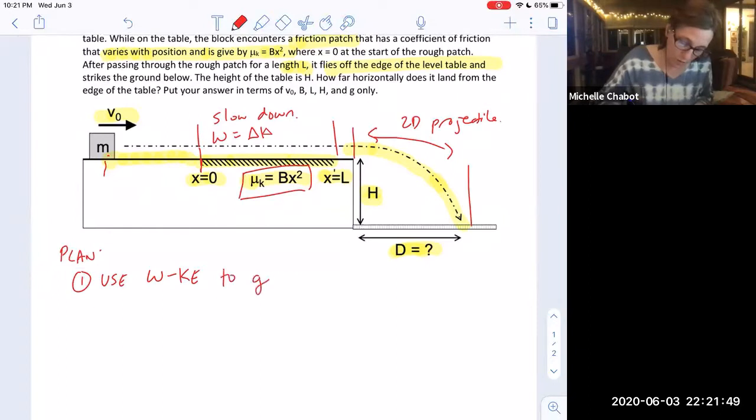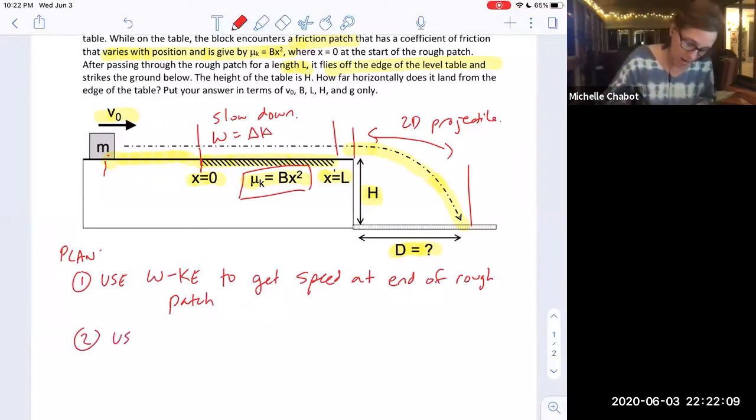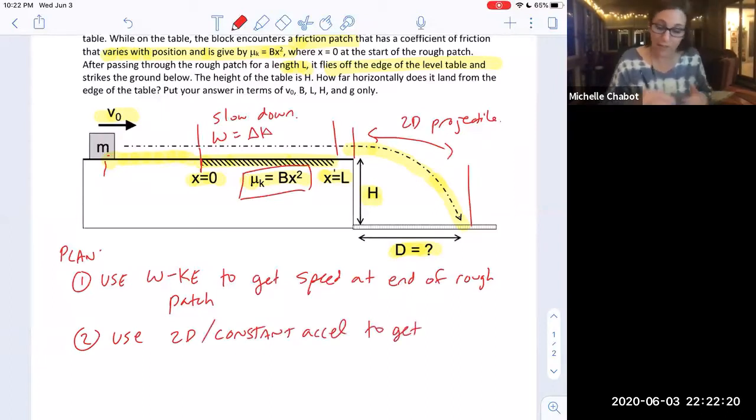And my goal there is to get the speed at the end of the rough patch. Because I know it's v naught to start, but I don't know what it is at x equals L. And I need that because that's what it gets launched off the table with. So then that'll be my speed it gets launched off the table. And then I'll use 2D motion with constant acceleration. And this last part of a combined concept is always what the problem's asking for. And in this case, it's asking for D, so to get the horizontal distance.